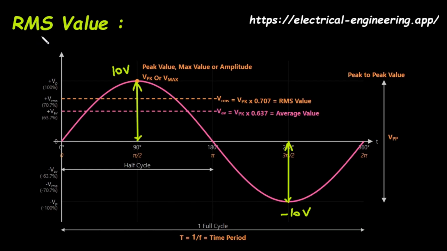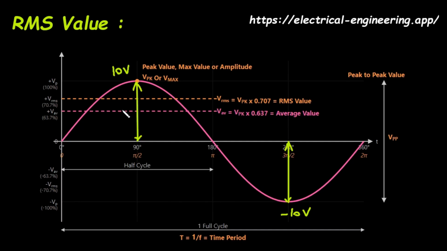Now, first of all, what is RMS value or what is RMS? Simply, RMS stands for root mean square. It is a mathematical method used to determine the effective value of a varying, usually periodic quantity such as voltage or current in an AC circuit. Now here we can see this is a sinusoidal waveform. Let's say it is a voltage waveform.